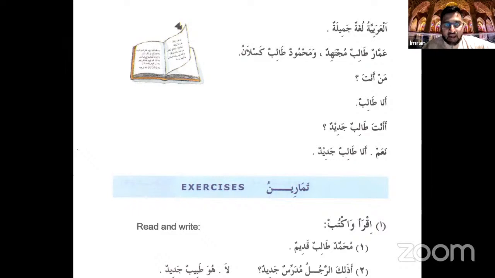Talibun is masculine, and a female student is called talibatun. We add a ta marbuta. Talibatun, and we will say mujtahidatun if it was a female student.